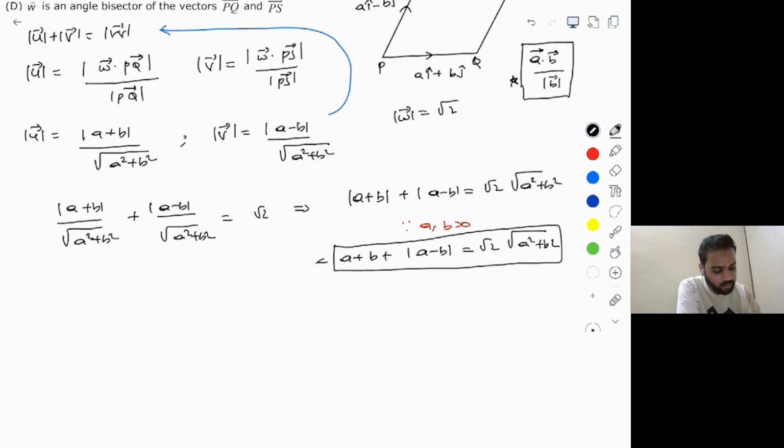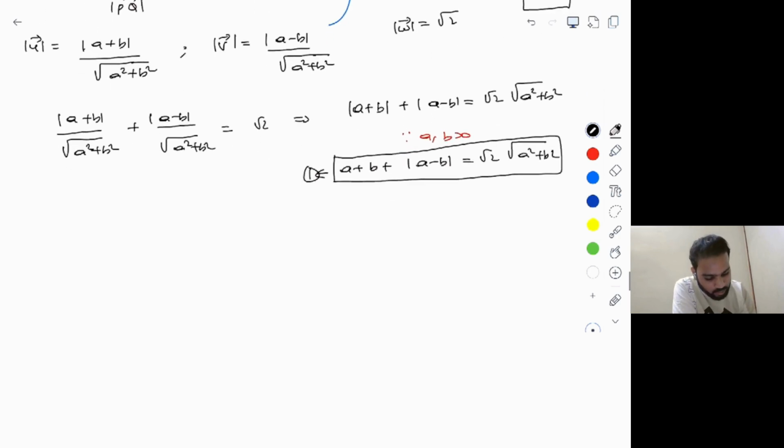And let's take it as equation number 1. Okay. Now, to expand this mod of A minus B, obviously we will need two cases, right? So let's start the cases. Let's say I'm taking one of the cases here, that A is greater than or equal to B.